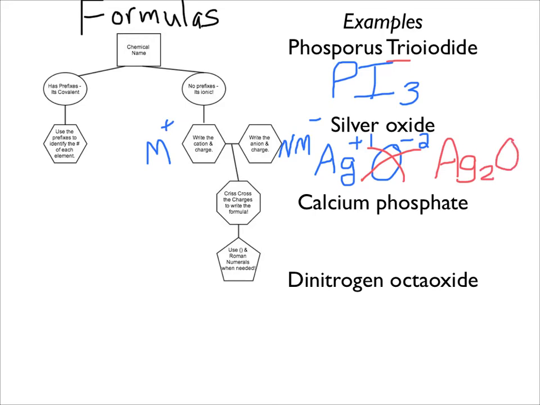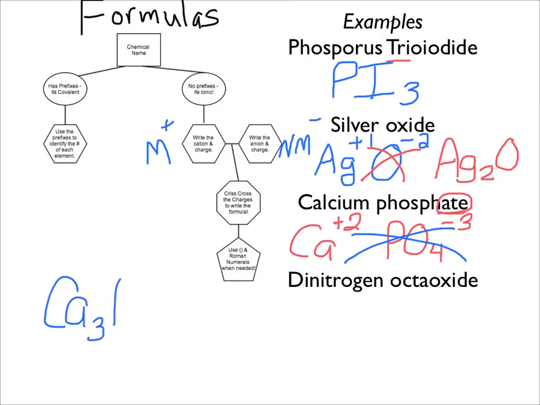Let's try the next one. Calcium phosphate. Once again, no prefixes, so it's ionic. I'm going to first write my cation, calcium. Look it up, you'll see that it's a +2 charge. Phosphate doesn't end in -ide, it ends in -ate, which means it's a polyatomic ion. Look on your chart. You'll see that it's PO4 with a -3. So when I crisscross my numbers, calcium gets the 3, phosphate gets the 2. But if I write it like that, it looks like I have 42 oxygens, and I definitely don't. So I want to put my phosphate in parentheses so that I know that I have 2 phosphates.